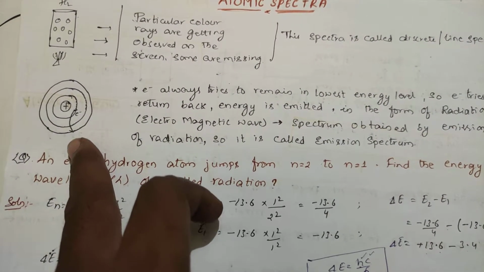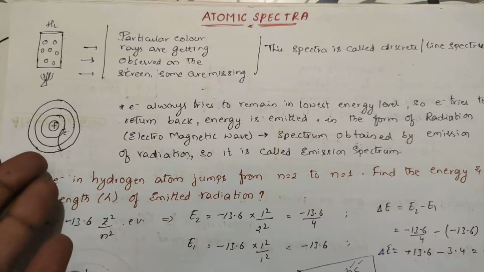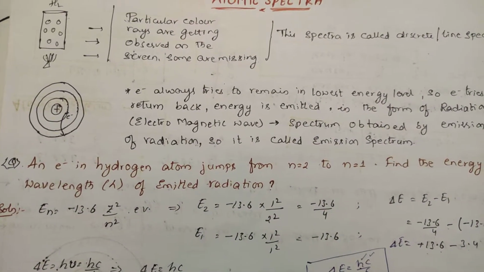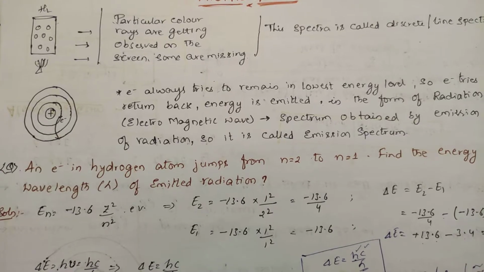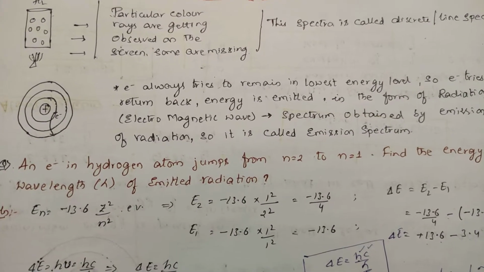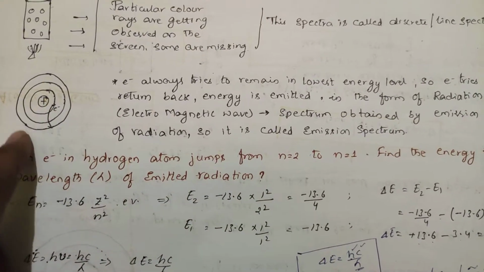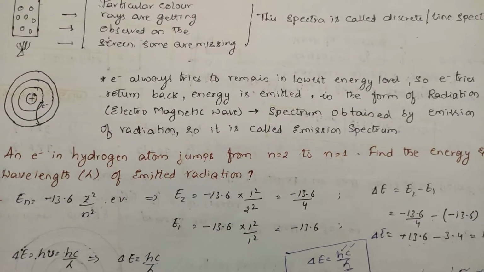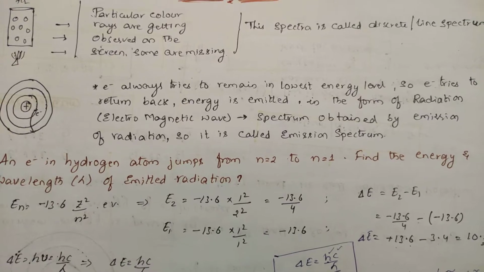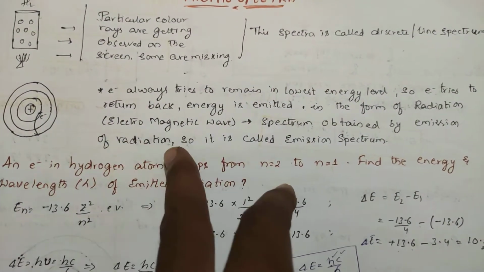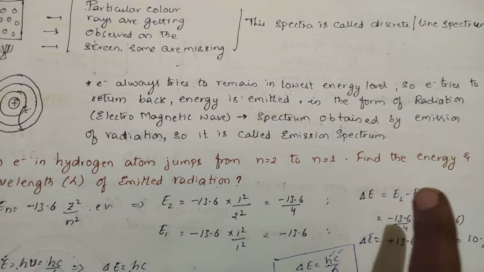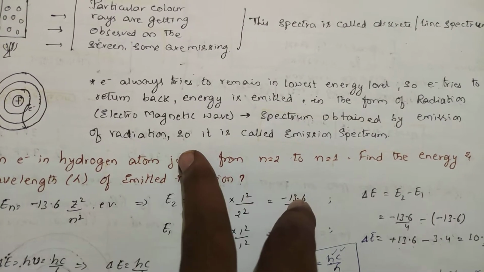But basically it tries to be in the second orbit only. Due to the provision of energy, it has shifted to the higher energy orbital. Now what happens? It emits that energy and returns to the ground state. Whenever it gets back to the ground state, it emits the energy that has been absorbed. And that line or light you are getting is called a spectrum, obtained by emission spectrum.